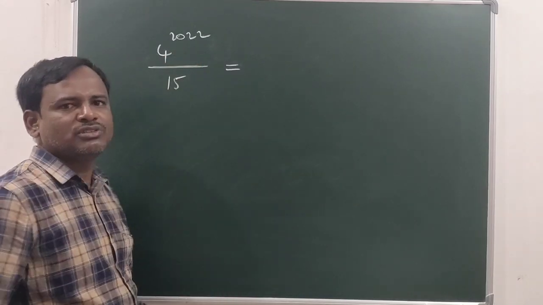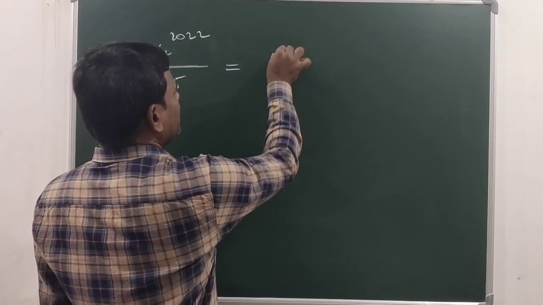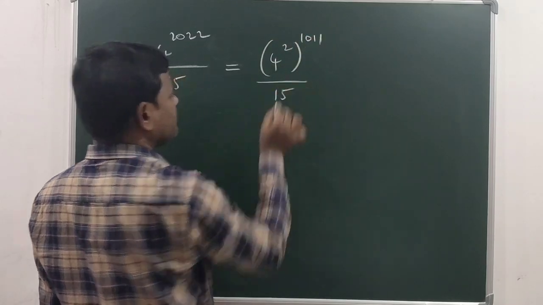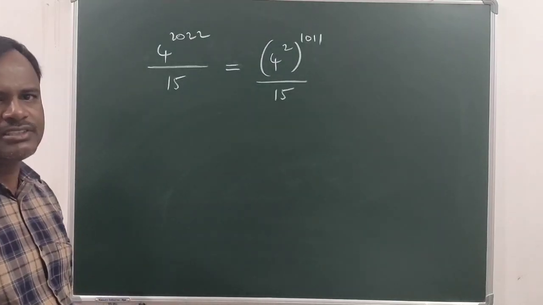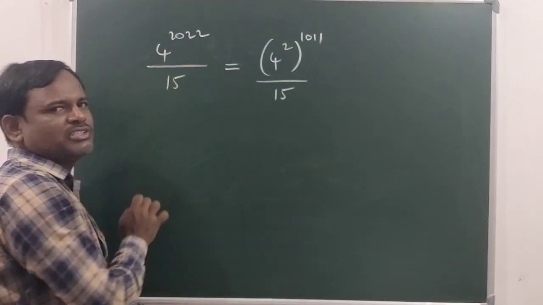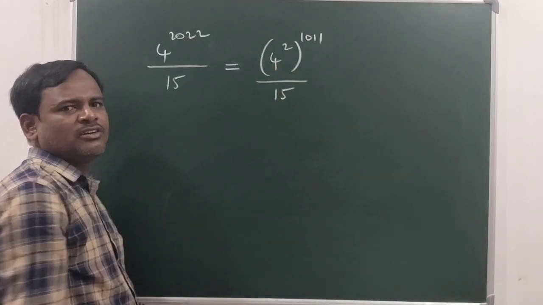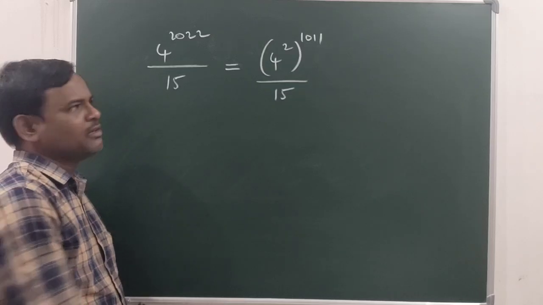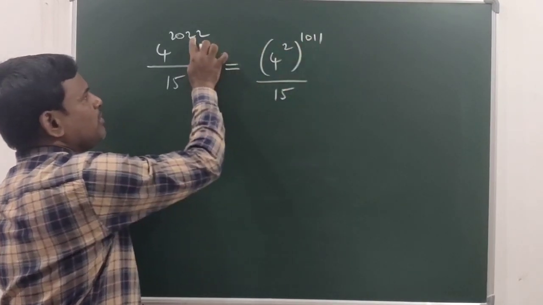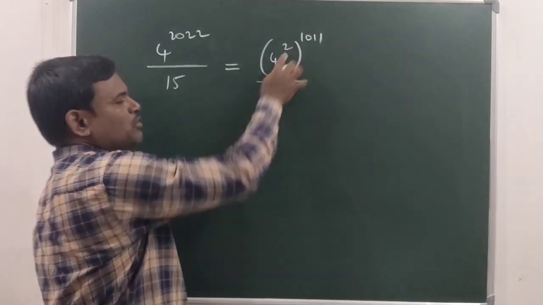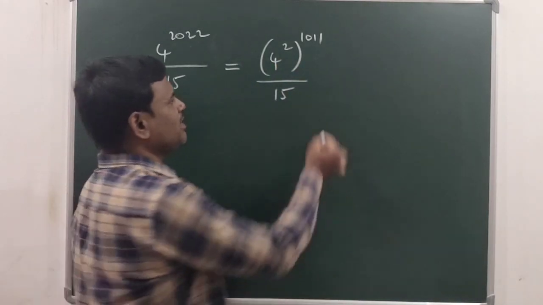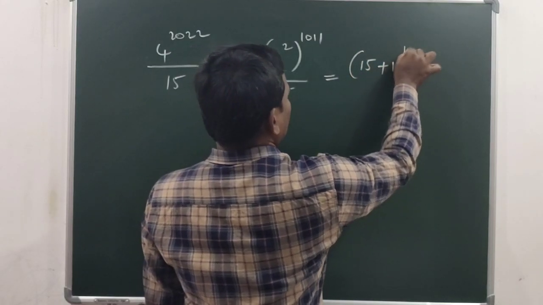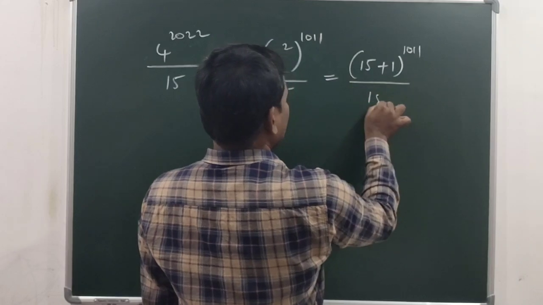So this 4 power 2022, I would like to write as (4 square) whole power 1011 by 15. Because 2022 is there, and if you multiply 2 with 1011, again you will get 2022. Here 4 square value is 16. This 16 I can write as (15 plus 1) whole power 1011 whole by 15.